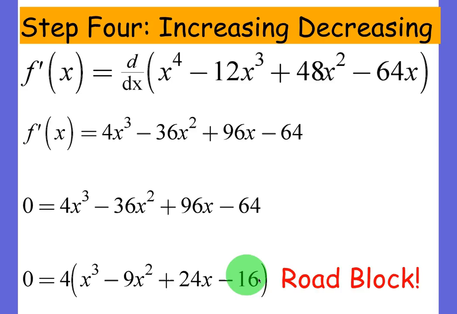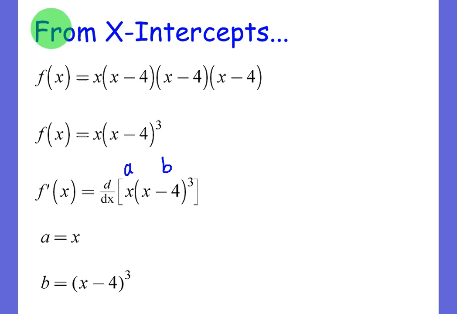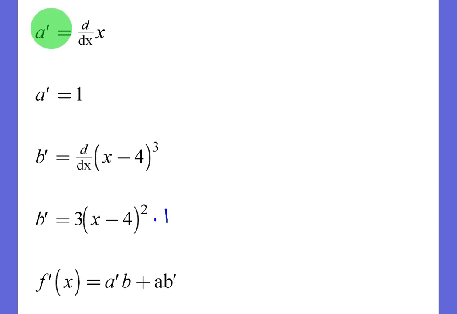So since we can't really figure out those critical values, we're going to use the factored form of our function to figure out where it's increasing and decreasing. So we will be using the x times x minus 4 cubed to take the derivative. That way we can find those critical values for the derivative. This will be the product rule, a prime b plus a b prime. So here's my a, x, and my b is x minus 4 cubed. We're just going to find the derivative of both of those. The derivative of this is going to be 1. This will be 3 times x minus 4 squared. So there's my a prime, there's my b prime, and then the product rule is a prime b plus a b prime.